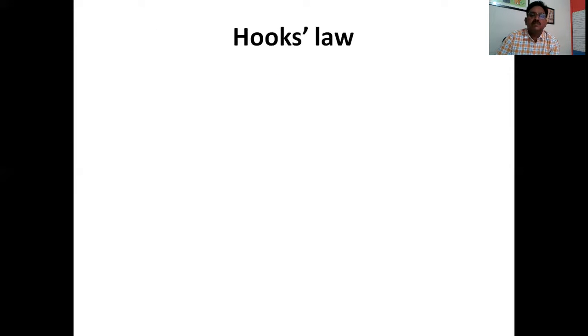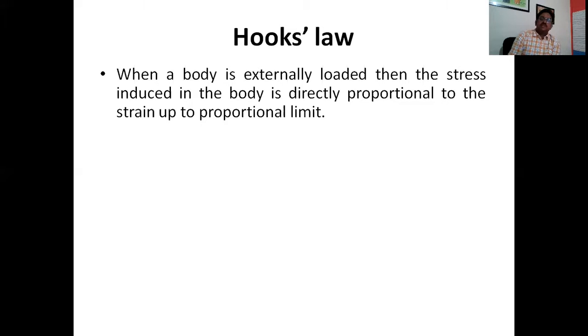Now we will go through Hooke's law. What is Hooke's law? When a body is externally loaded, the stress induced in the body is directly proportional to the strain up to the proportional limit. We have seen in the stress strain diagram that from O to A the curve is a straight line. That means stress is directly proportional to strain up to a certain limit, which is called the proportionality limit. So Hooke's law says that when a body is externally loaded, the stress induced is directly proportional to the strain up to the proportionality limit.